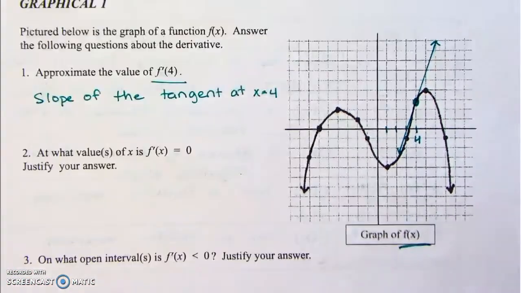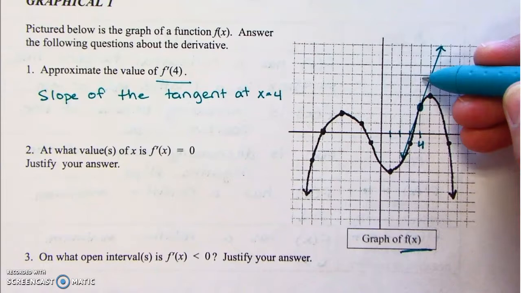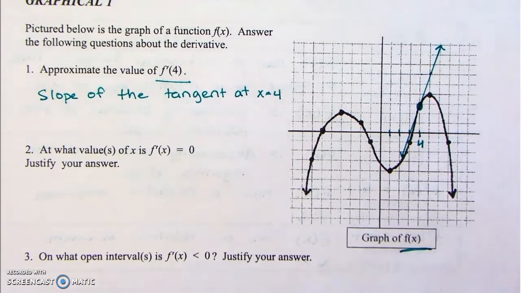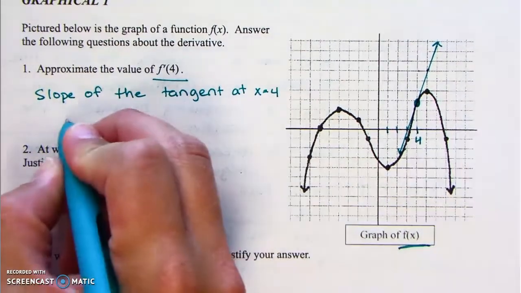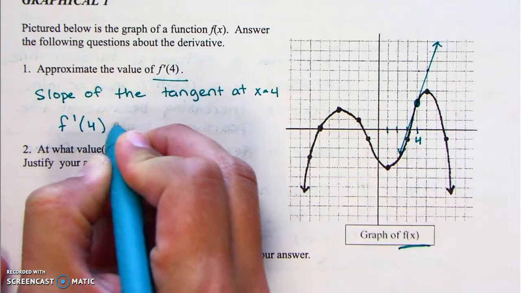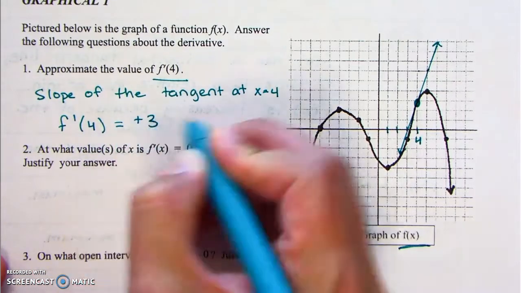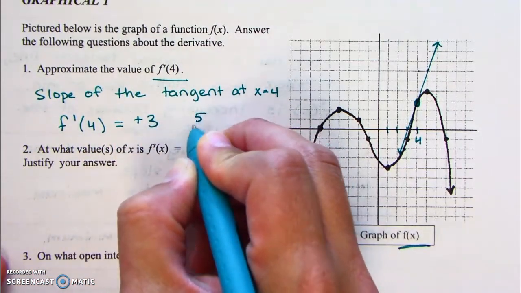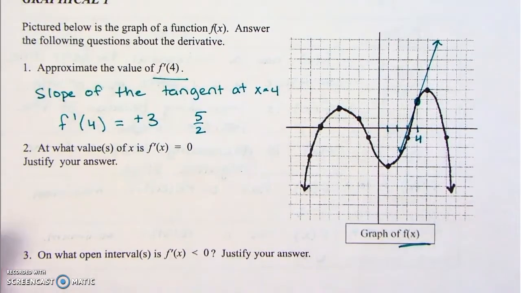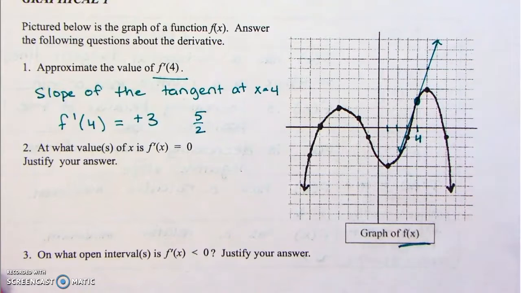And let's see what I have here. I have up 3 over 1. Okay, that's what I got. I have seen up 5 over 2 before. Okay, so it's an approximation. It's okay if it's not perfect, but mine is up 3 over 1.